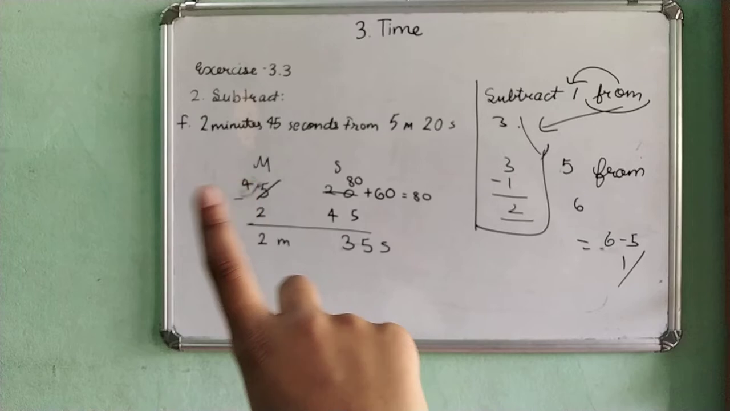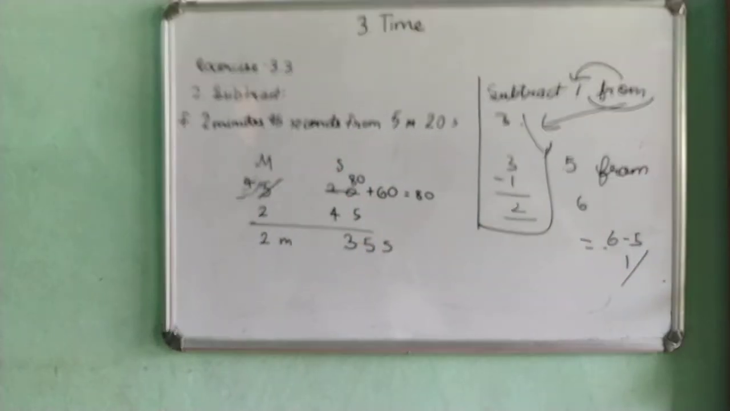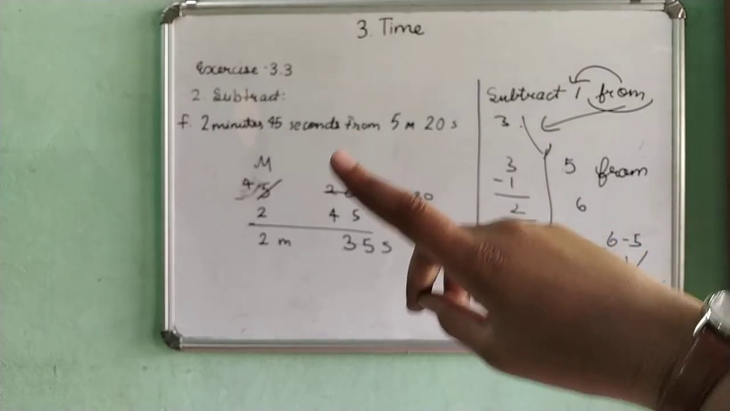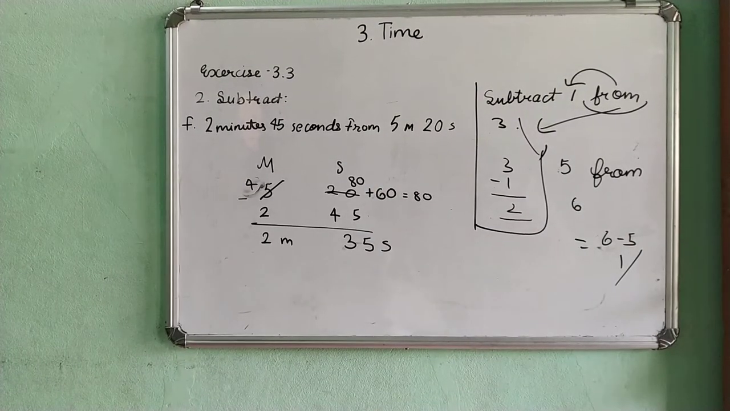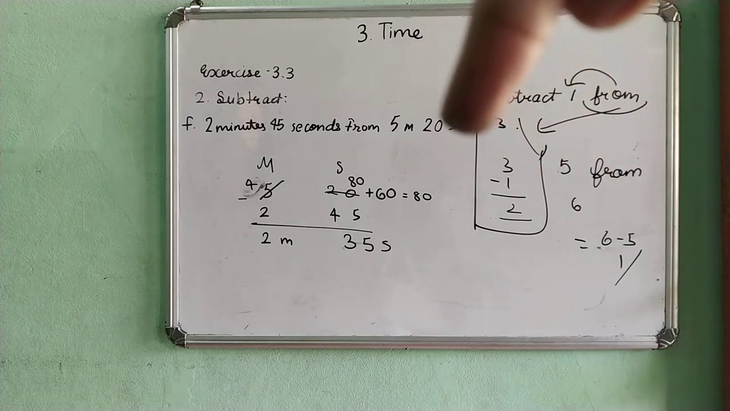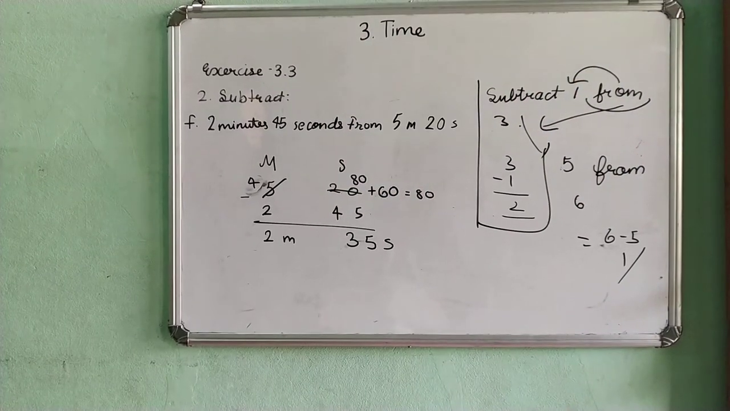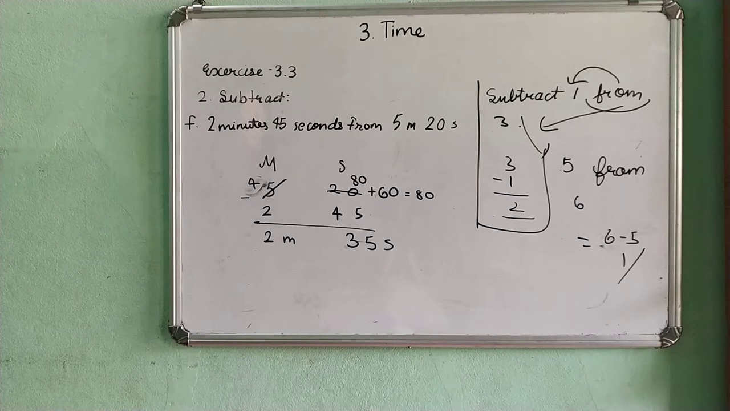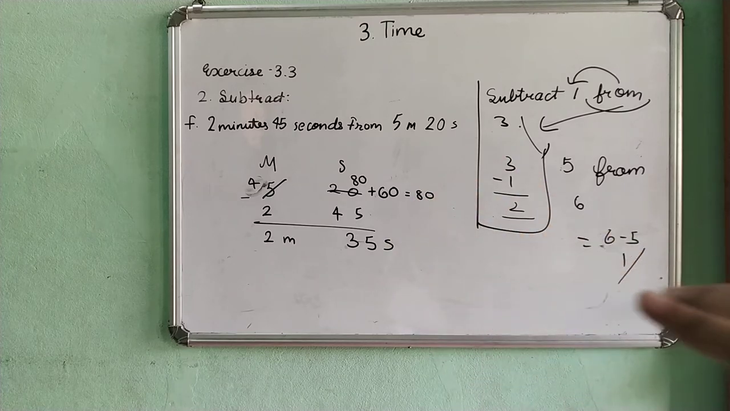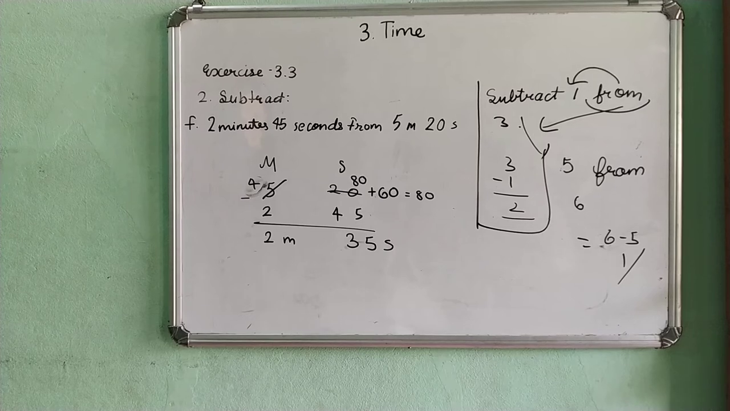Now see, we will just arrange them in columns. If you try to arrange them, that will be minutes and seconds. Now in the seconds, see here I have added 60. Whenever I add 60, it becomes 80, because here 45, then 35 and then 2 minutes. And we have tried these sums also. So you may know how we used them, right? So let's see it now.